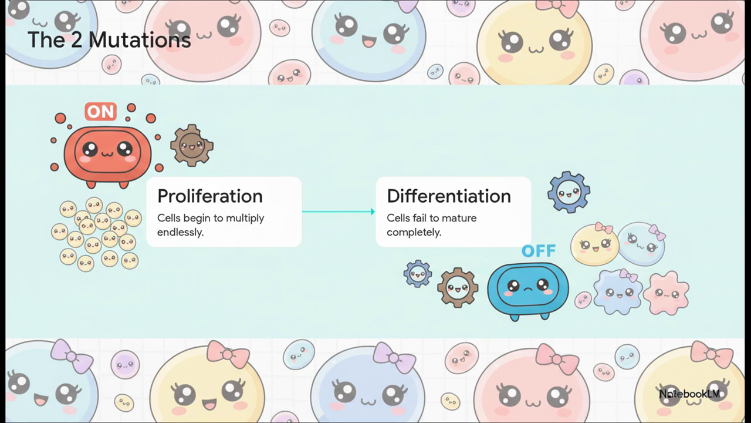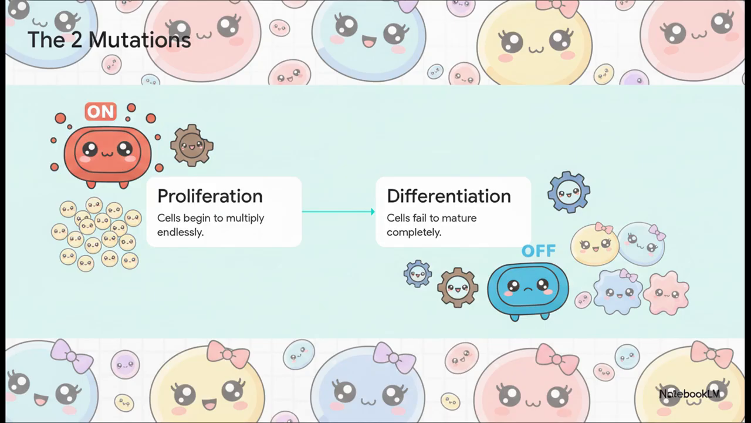For this disease to really take hold, two very specific genetic switch failures actually have to happen at the exact same time. Step 1, the proliferation switch gets jammed in the on position. This means the cells just start multiplying endlessly. But if they just multiplied and matured normally, we'd just end up with a lot of healthy cells, right? That's exactly why step 2 is so devastating.